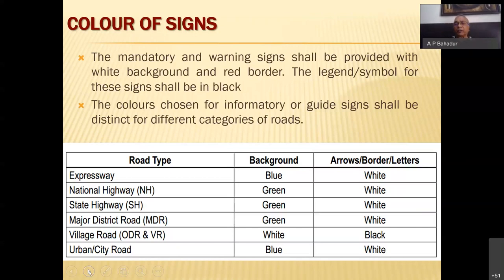Then informative signs. Informative signs could be one, guide signs, and the other could be facility information. For guide signs, the expressway color configuration is a blue background with white. National highways, state highways and MDRs are green with white, village or rural roads are white with black, and urban roads are blue with white. So urban roads and expressways have the same color scheme. SH, NH, and MDR have the same color scheme, and rural roads have a different color.